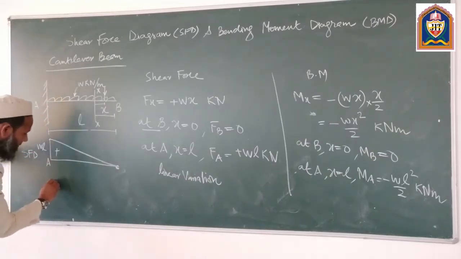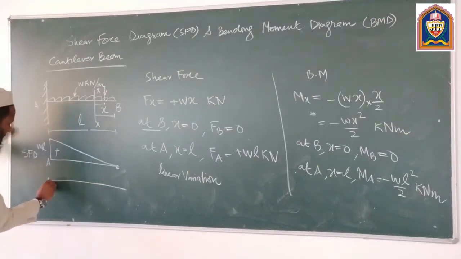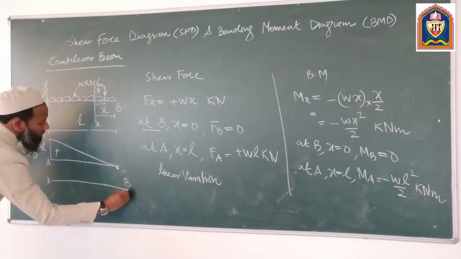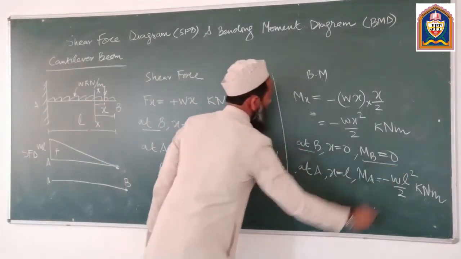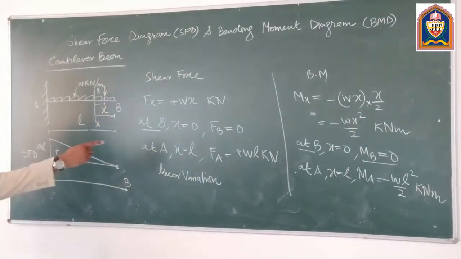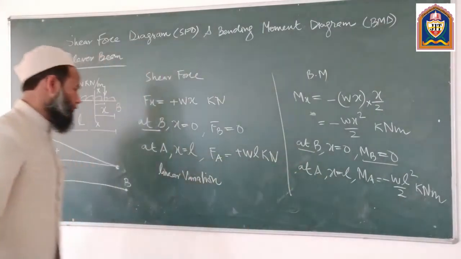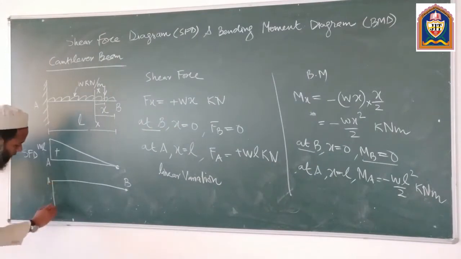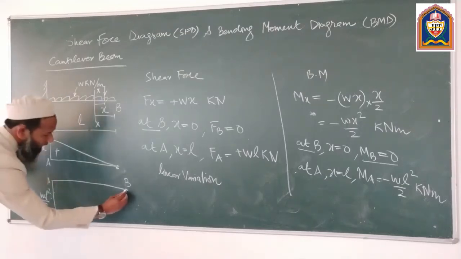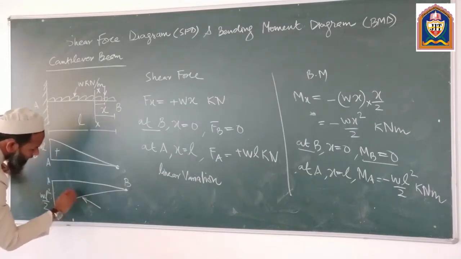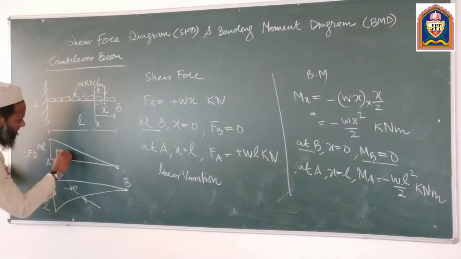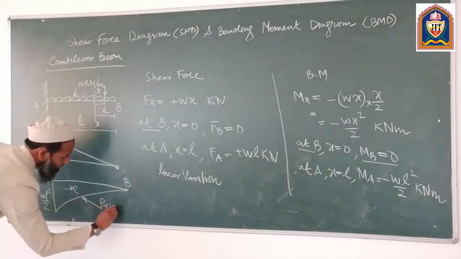Just below this we will take up the bending moment diagram, point A and point B. Here it is 0. As you are seeing, at point B the bending moment is 0. At point A the bending moment is minus WL square by 2. So this is WL square by 2. I have drawn it in the downward direction. It shows it is negative, and the variation is a parabolic curve. So you have to write it down. The variation is parabolic.